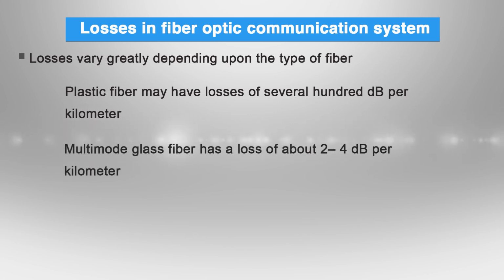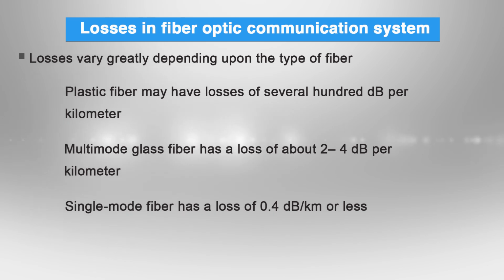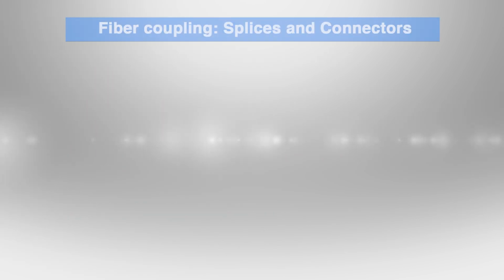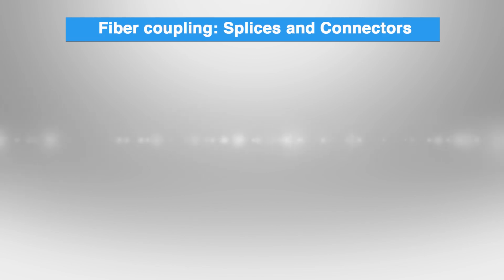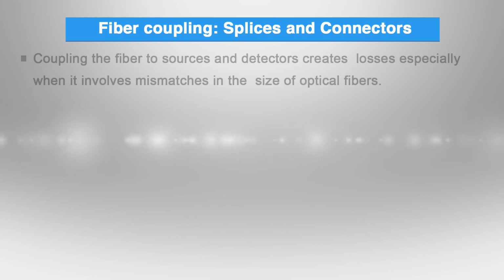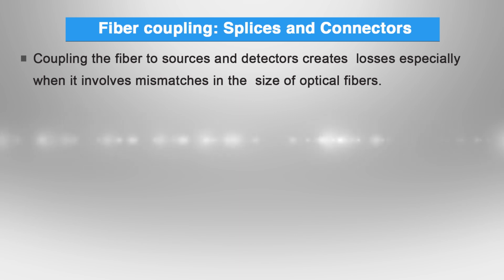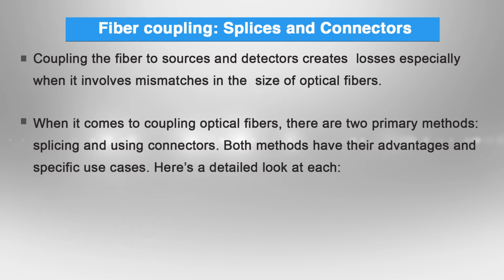Multimode glass fiber has a loss of about 2 to 4 dB per kilometer. Single mode fiber has a loss of 0.4 dB per kilometer or even less. Fiber coupling, splices and connectors. Coupling the fibers to sources and detectors creates losses, especially when it involves a mismatch in the size of the optical fiber. When it comes to coupling optical fiber, there are two primary methods, splicing and using connectors.